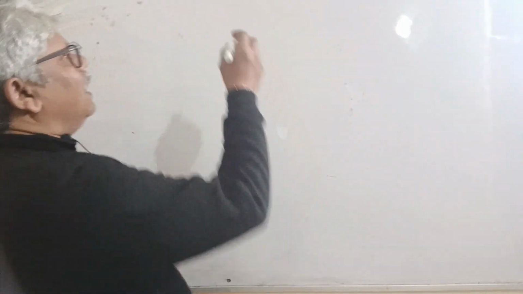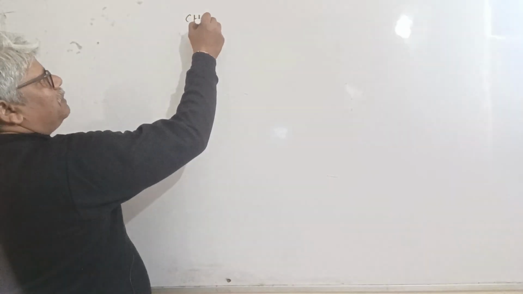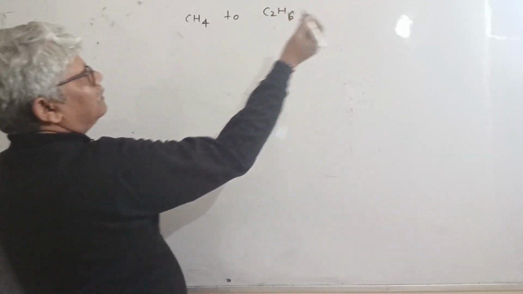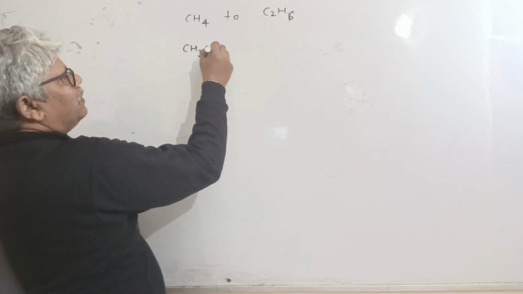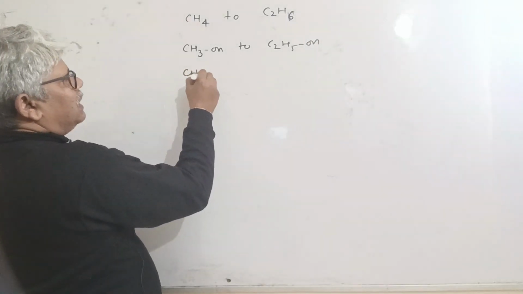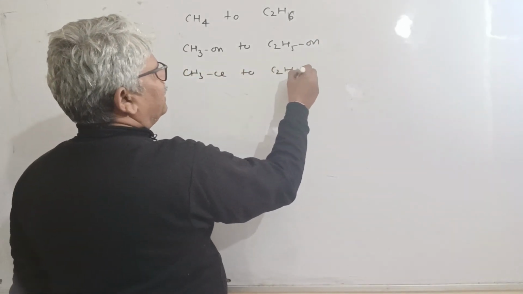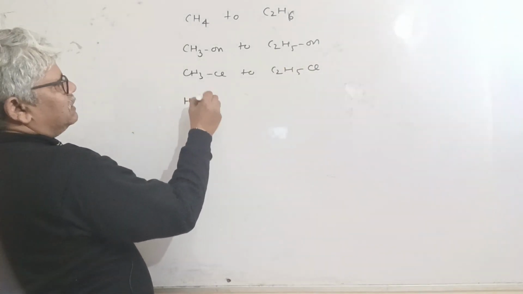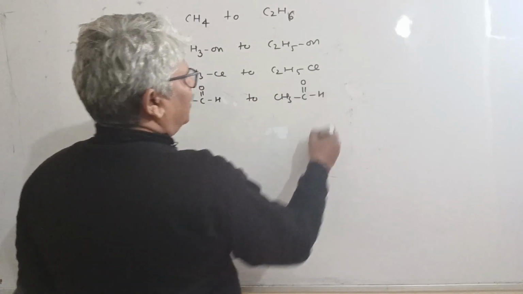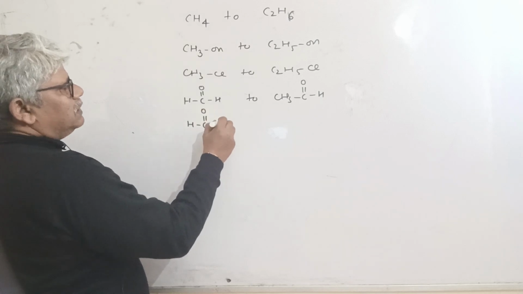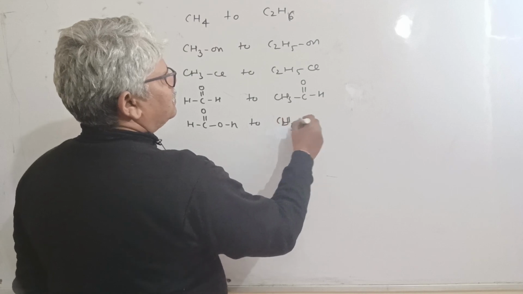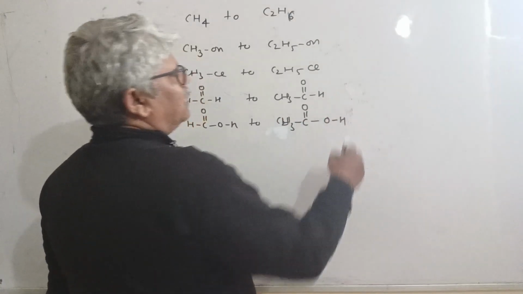For example, allow me to say that we have to convert methane to ethane, or for that matter, methanol to ethanol, or for that matter, methyl chloride to ethyl chloride, or for that matter, methanoic acid to ethanoic acid, CH3COOH. Now this is a question.